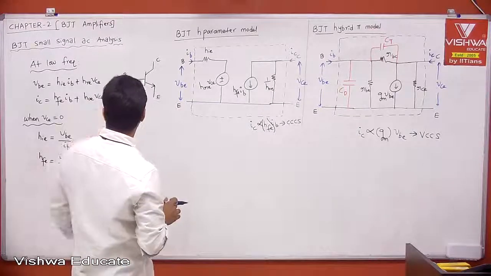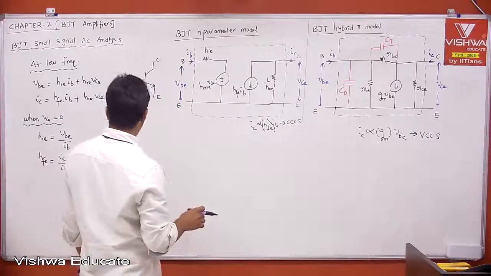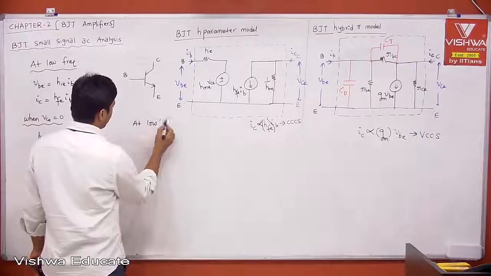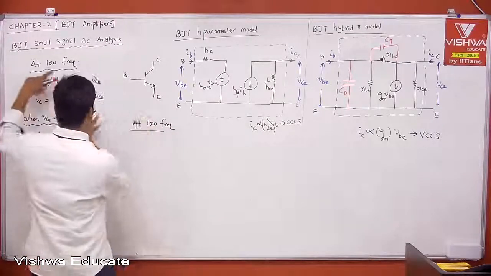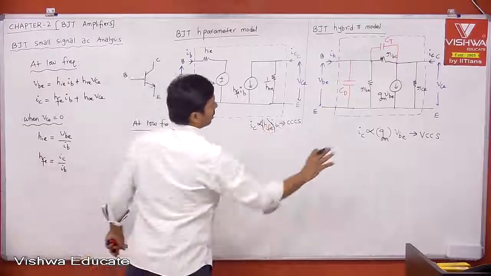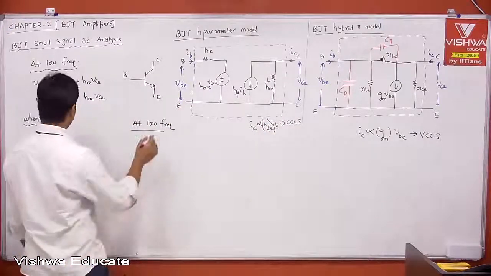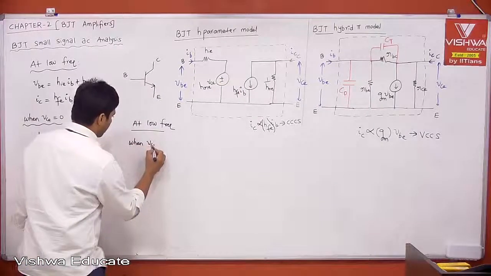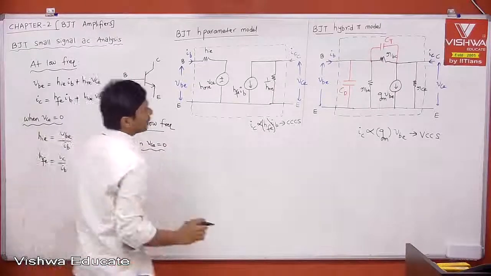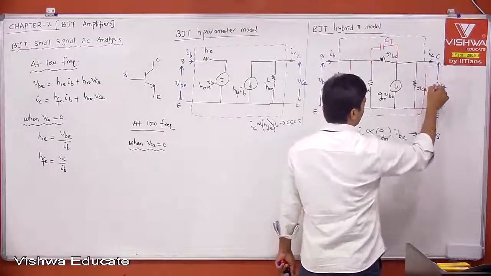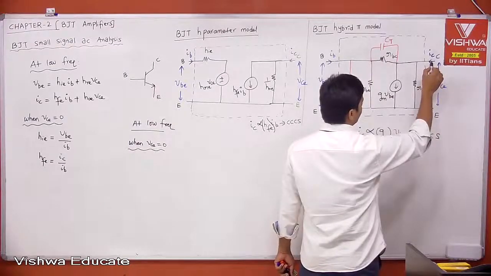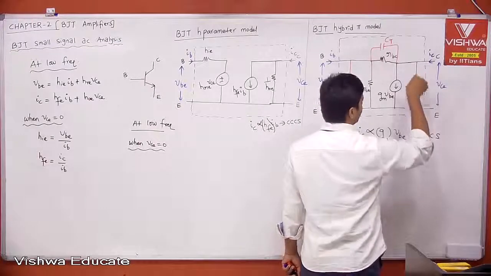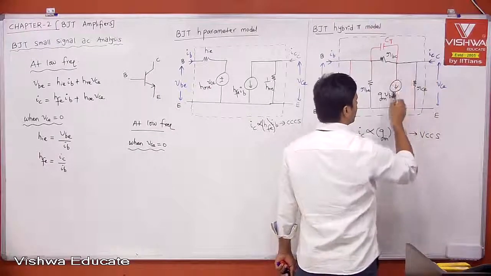Coming to the hybrid pi model, again at low frequencies. You have to write this under the hybrid pi model. At low frequencies, when VCE is equal to 0, this is a short circuit. Then tell me what your IC will be? Because it is a short circuit in parallel to a resistor, short circuit only. Therefore, this is what your IC is.